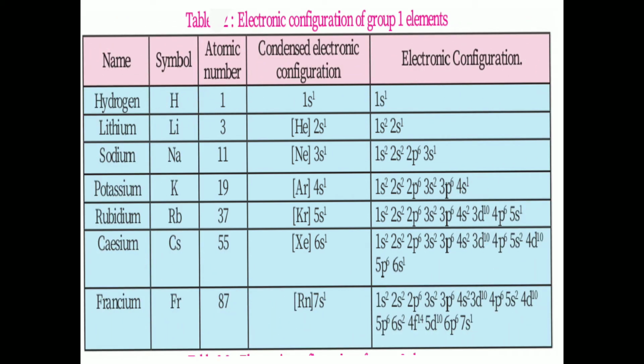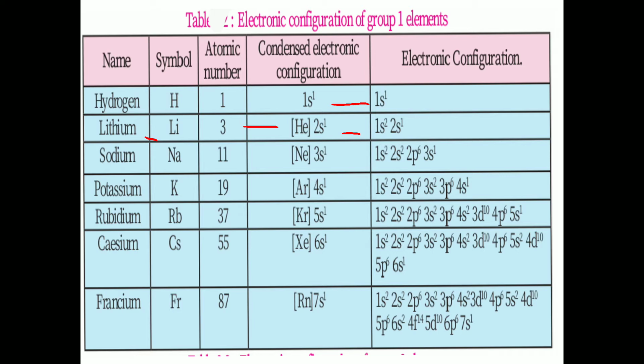Now this is the electronic configuration of the group 1 elements, that is, the alkali metals. Hydrogen has the symbol H, atomic number 1. It has the electronic configuration 1s1. Lithium is represented by the symbol Li, atomic number 3. It has the condensed electronic configuration helium 2s1, and the electronic configuration is 1s2 2s1.